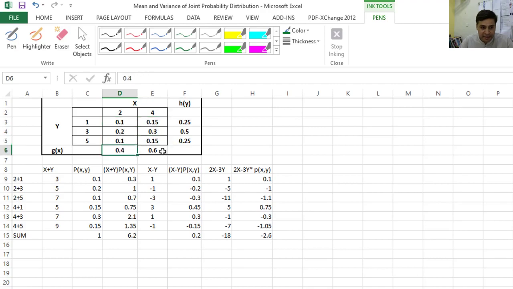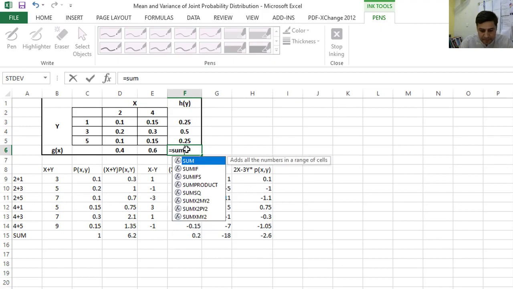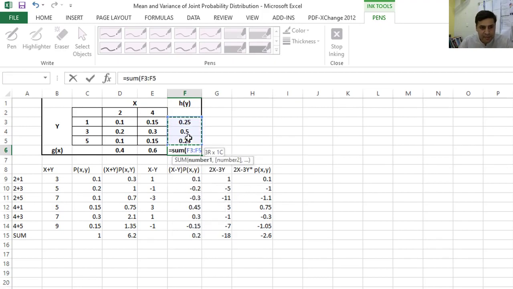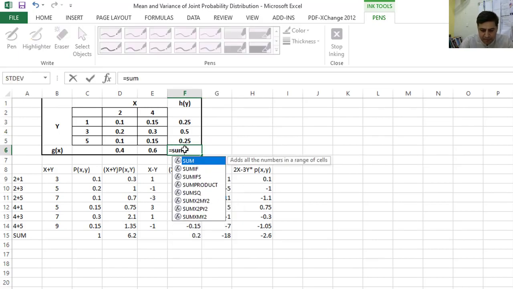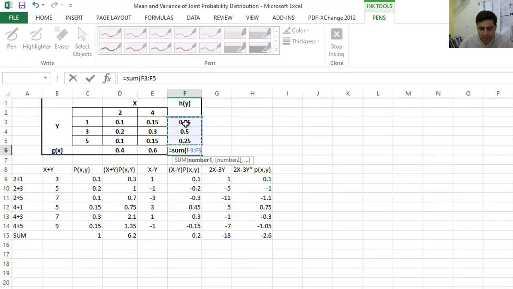Okay, and you can easily calculate this: sum is equal to sum. So when you sum this one, 0.4 plus 0.6 is equal to 1. So 0.1 plus 0.15, when you add it, it will be 0.25; 0.2 plus 0.3 is 0.5. So when you sum this, it will be equal to 1.